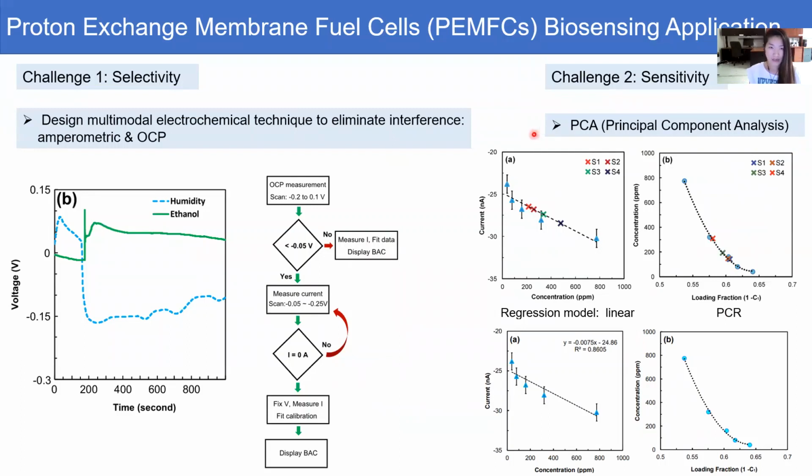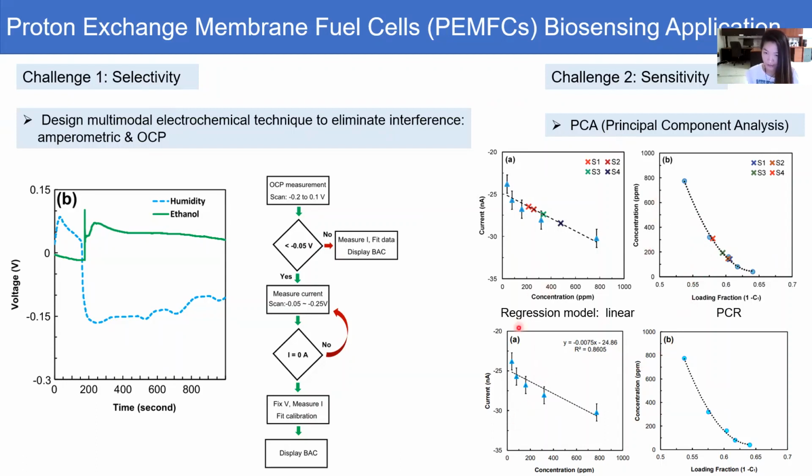For the micro fuel cell biosensor application, there are two challenges. The first one is selectivity. We try to design the multimodal electrochemical technique to eliminate the interference based on the amperometric method and the OCP. The second challenge is sensitivity. Based on PCA, principal component analysis, we can improve the sensitivity down to the ppm level.